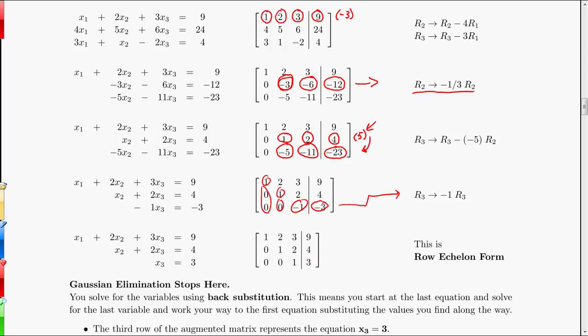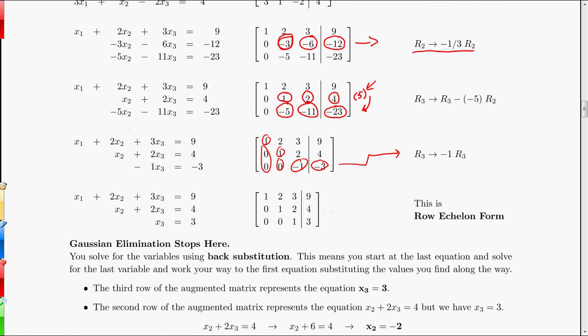And notice at this point I am now in row echelon form. I'm not, the augmented matrix is. And here's where Gaussian elimination stops. Right? I got it to row echelon form. And here's the beauty of row echelon form. I can now, through a process called back substitution, get all of those unknown variables.